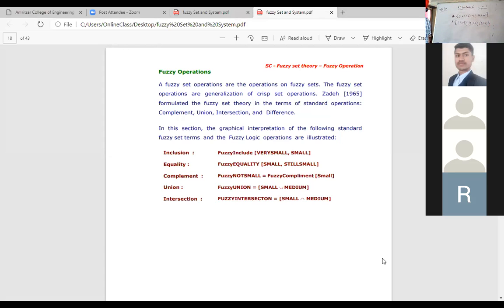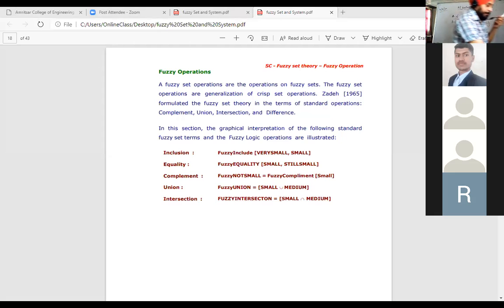Now the first is inclusion. Set A is included in B or B is included in A. So it is always possible if one set is a subset of another set. Means how to take the subset? Here we do all the operations. Remember one thing: all the operations on a fuzzy set are carried on the degree of membership. It is not carried on an element, but these are carried on the degree of membership of the fuzzy set. So this you have to take into account.